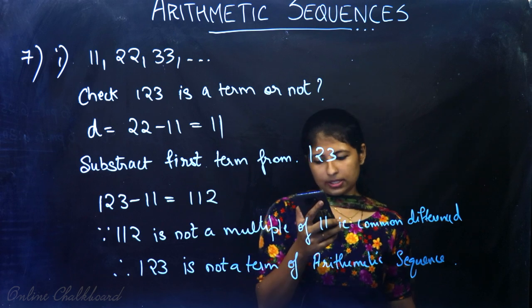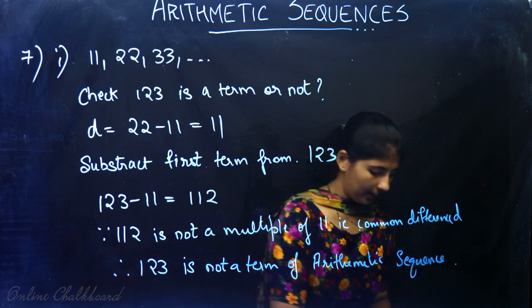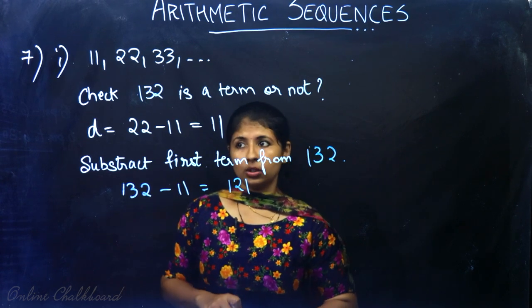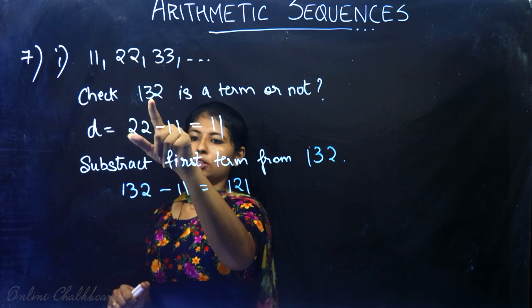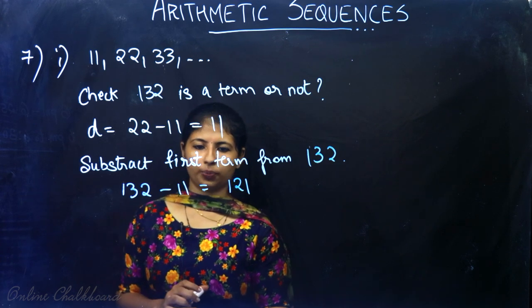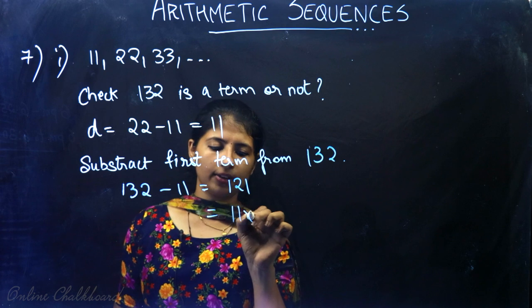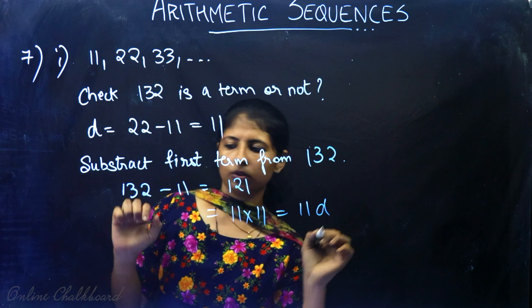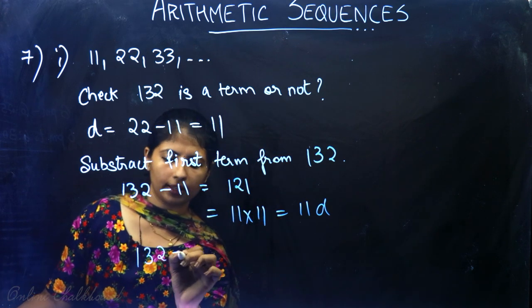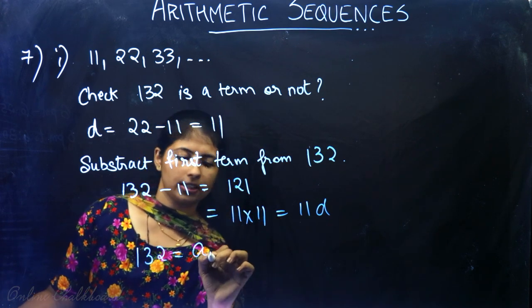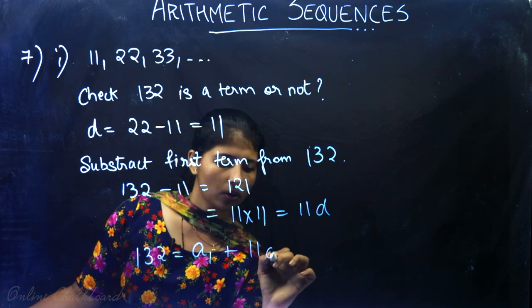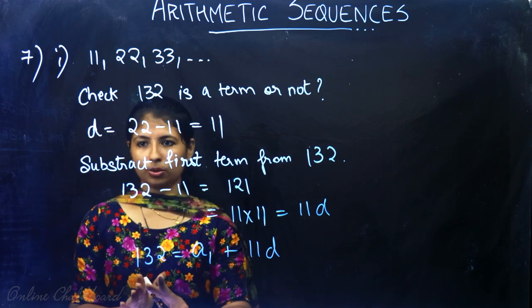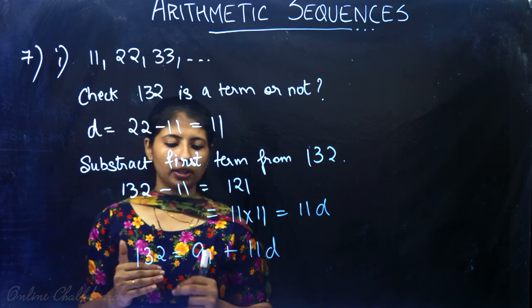Idile second part of the question 132 aano nu chodikkunnundu. Let's check that. 132 aano nammalodu choikkunnu, is a term or not. So nerthu cheytha pole thane first term 132 nu subtract cheyunu, 121 kittunu. 121 is actually 11 into 11, alle, adayithu 11 into common difference d. So 132 namukku eppada kittane, ee 11 nu paranju first term inde kude 11 times the common difference add cheyumbola 132 kittunnathu. Okay, that means 132 is a term of the arithmetic sequence.